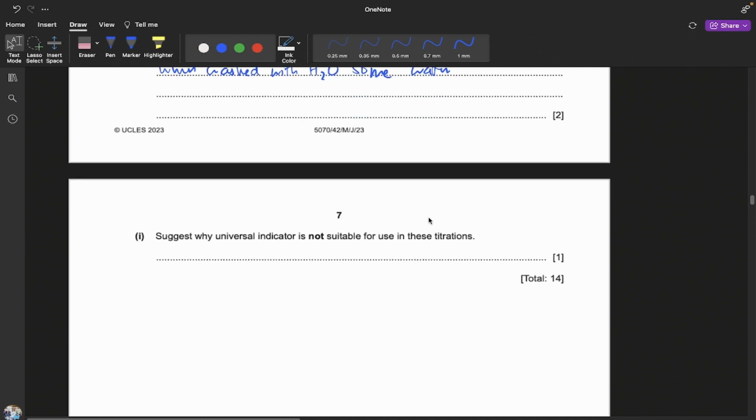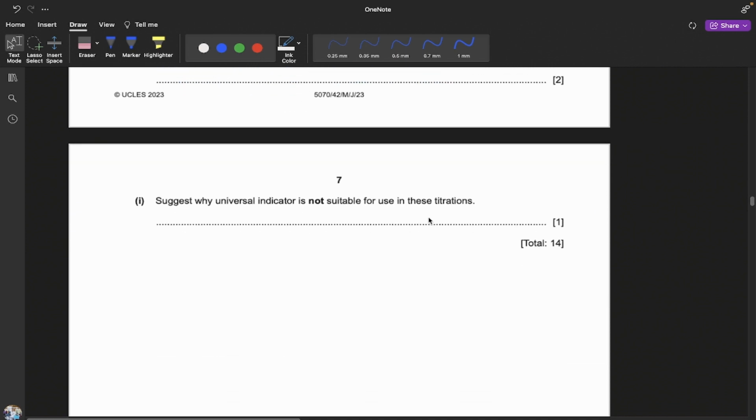Okay. Next one, suggest why universal indicator is not suitable for this experiment. Universal indicator, you can think of it like a pH paper. The problem is it doesn't give a clear color change. It has a different color for different pH values. You need to have a quick and instant color change at the equivalence point. So we can write: it does not have a clear endpoint, or the color change would not be as clear.